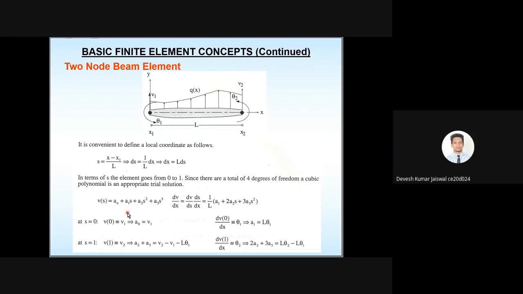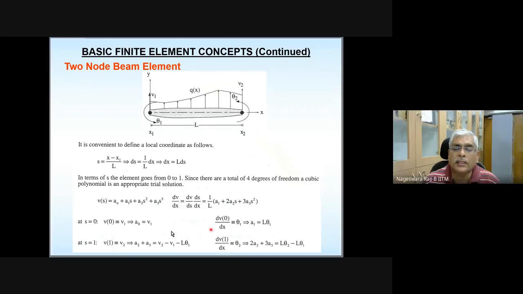Okay, so you have 4 equations. You solve these 4 equations. Anyway, the first equation directly gives A0 is equal to V1. The second equation gives you A1 is equal to L times theta 1. And the third and fourth equations are in terms of A2, A3, so you can solve those 2 equations for A2, A3.